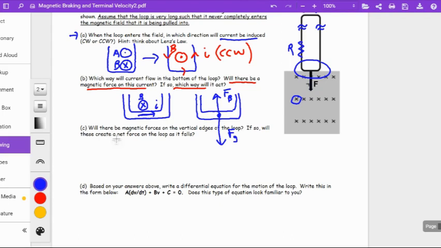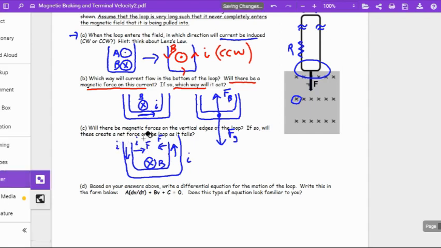All right, question C just says, will there be forces on the sides of the loop, the vertical edges? The answer is yes, but the forces cancel. Again, you can probably just use a quick sketch here to show that. If current is going up here, it must be going down here, right? And by the right-hand rule, if your magnetic field is going into the page, then you'll have an inwards force on the right side of the wire and an inwards force on the left side of the wire.